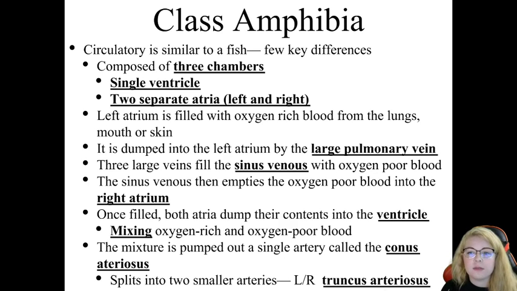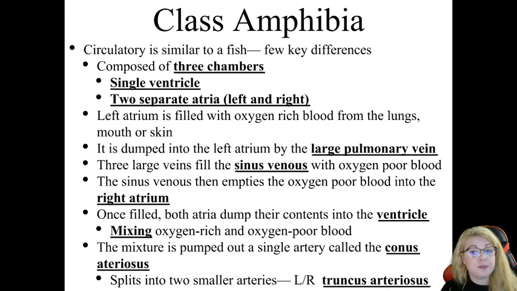The left atrium gets filled with oxygen-rich blood that comes from the lungs, mouth, or skin, so one of the many means of respiration for the amphibians. It is then dumped into the left atrium by the large pulmonary vein. From there, 3 large veins fill the sinus venosus with oxygen-poor blood, and the sinus venosus then empties that oxygen-poor blood into the right atrium.